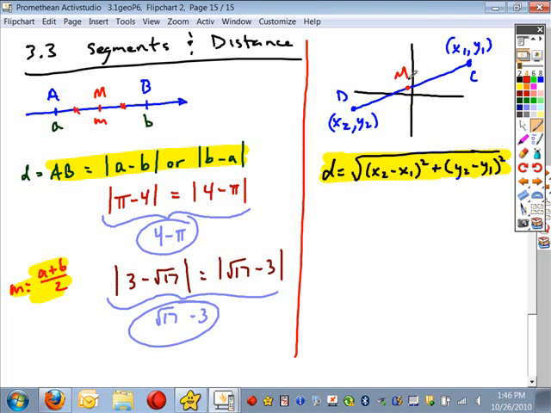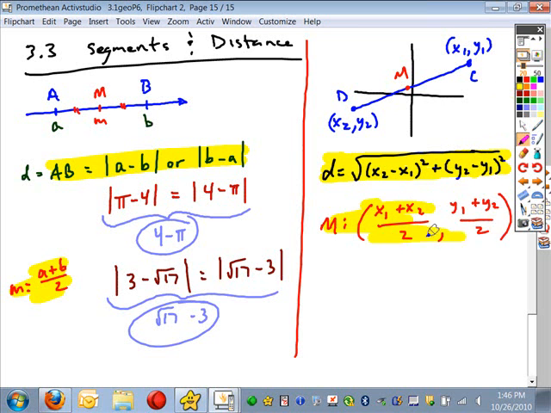There's also a midpoint for this coordinate plane as well, and the midpoint is a set of coordinates, and it's just the average x coordinate. So x1 plus x2 divided by 2, and the y coordinate is the average as well. And so this is how you would calculate your midpoint formula for a coordinate plane.